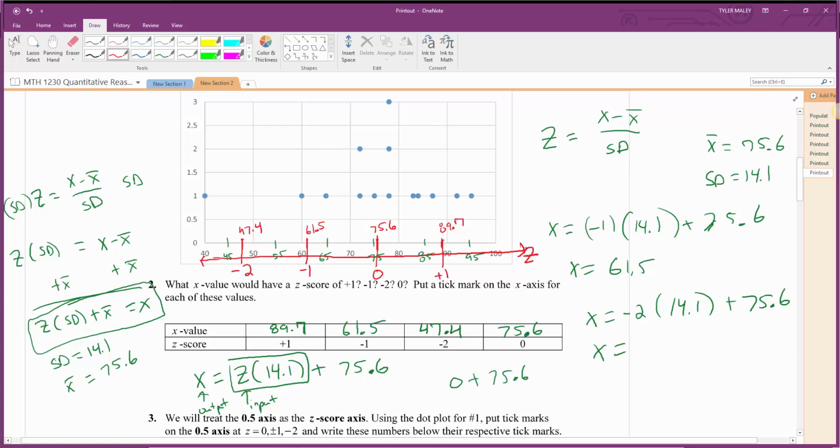Right, z-axis. So another thing that you want to note, let me do this in black, is that here's the mean, x bar. The distance between here and here is 14.1, which is the standard deviation. The distance between here and here is also 14.1. The distance between here and here is 14.1. And if we had a z-score of 2, the distance would be 14.1. So the distance between any whole z-score will be the standard deviation. That's the meaning of that.